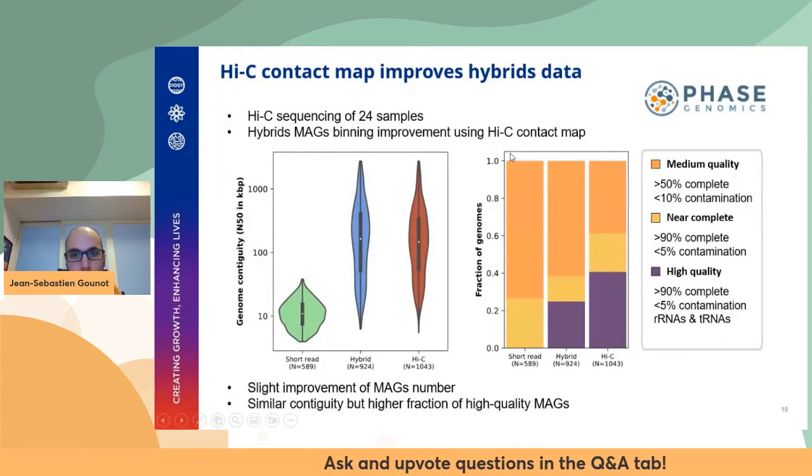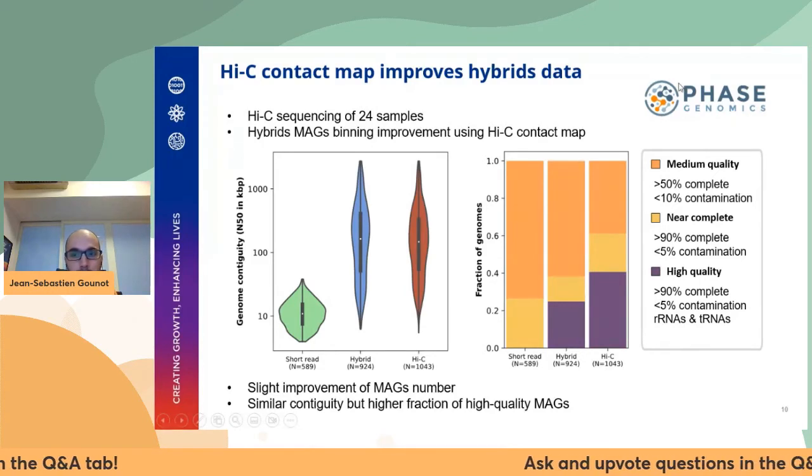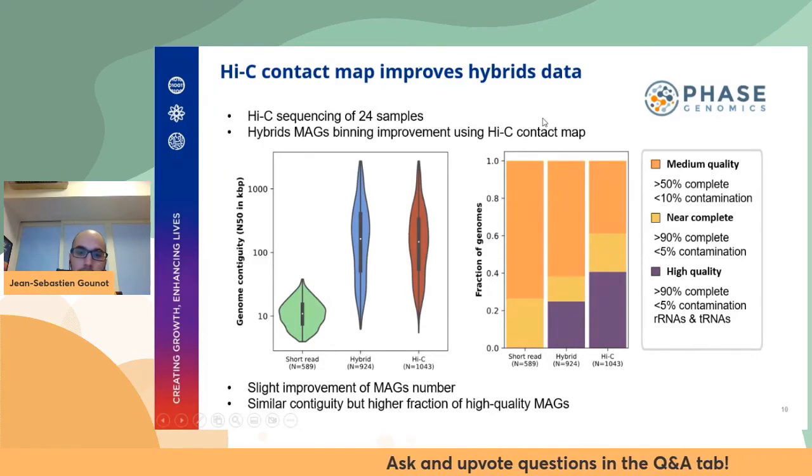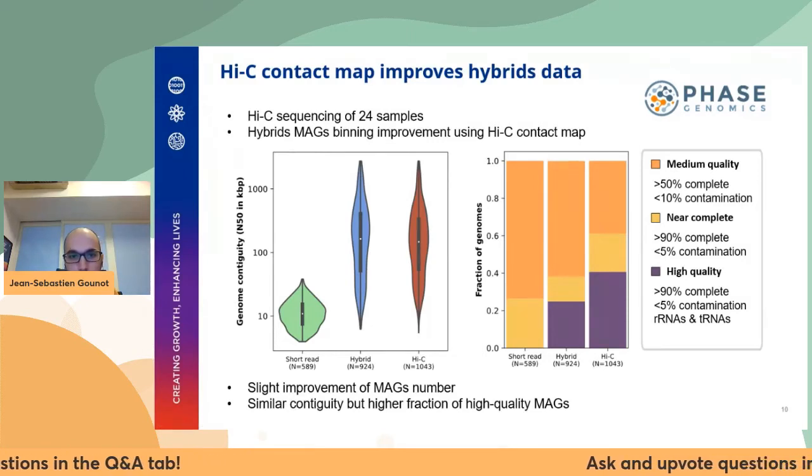Just a very, very short slide about the HiC data. So we did HiC sequencing, contact mapping, for 24 samples using the Phase Genomics company pipeline. So it's really only binning in this case.